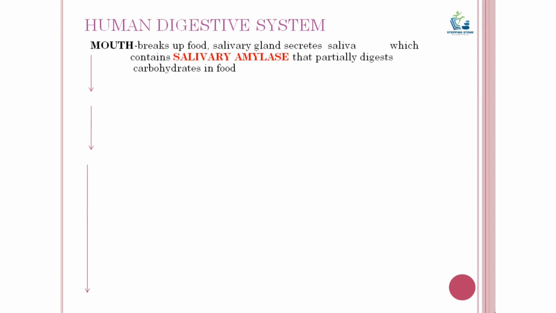The human beings have a special organ for the ingestion of food. It is called the mouth. The food is put in the mouth with the help of our hands. Then the digestion of food begins in the mouth itself. In fact, the digestion starts as soon as we put the food in the mouth.